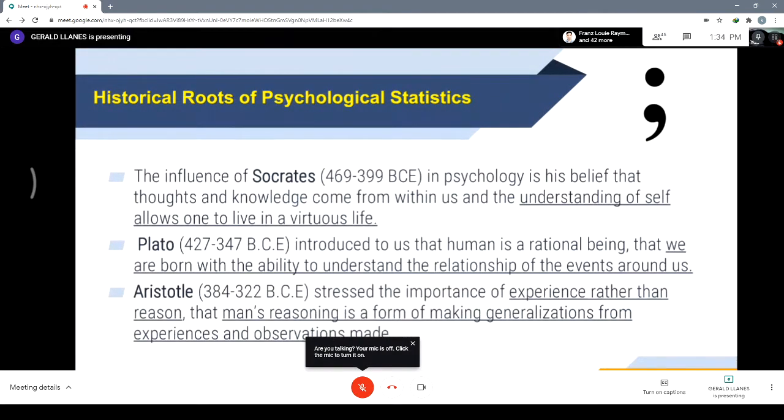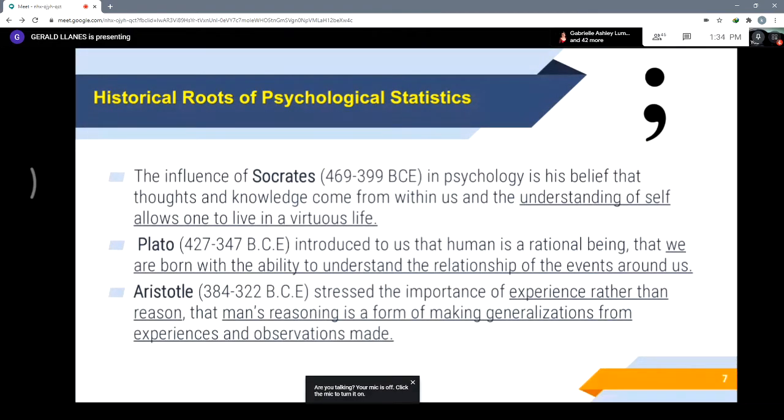Now, nagbigay naman ng ideas si Aristotle. Ang sabi naman ni Aristotle, experience rather than reason. Okay? Man's reasoning is a form of making generalizations from experiences and observations made. Kontrapelo naman itong idea ni Aristotle sa idea ni Plato.